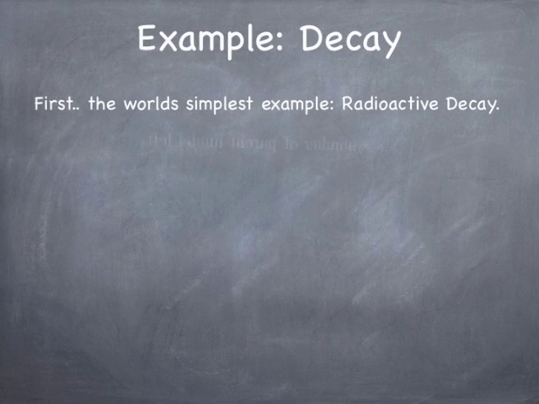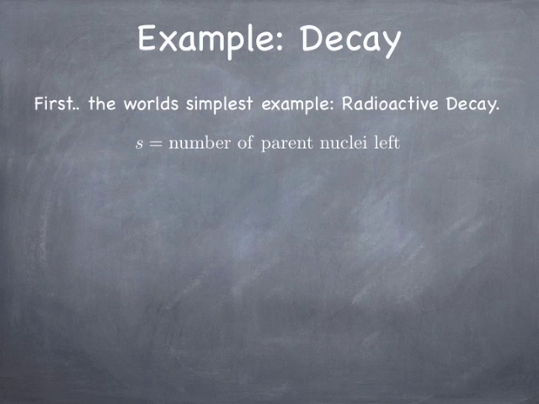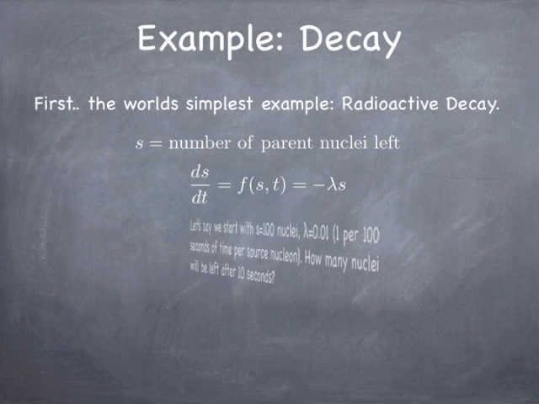So let's take an example. Let's say we're going to study radioactive decay. We'll let the state be the number of parent nuclei that remain at any given time. The rule for radioactive decay is that the rate of change of the state is equal to minus a constant times the state. In other words, the rate of change of the number of nuclei in the system is minus a constant times the number of nuclei there right now.